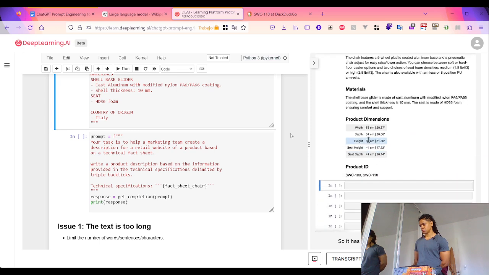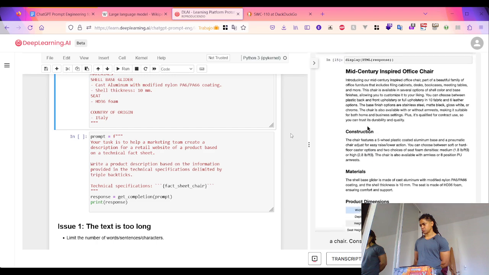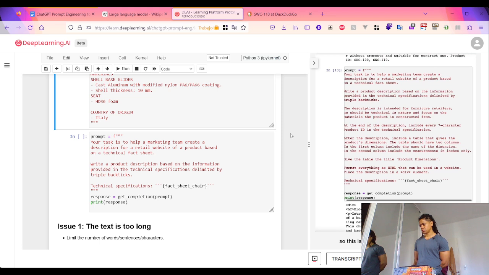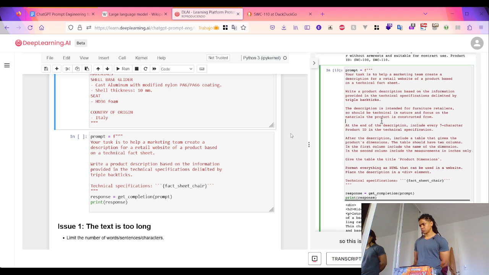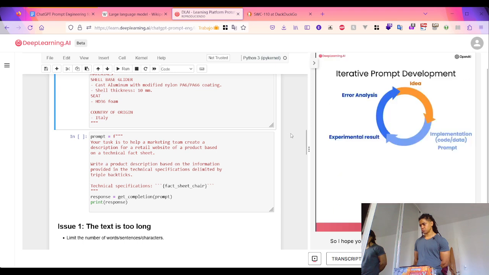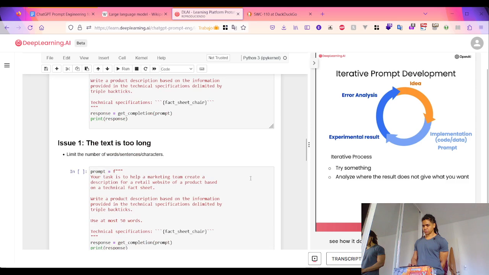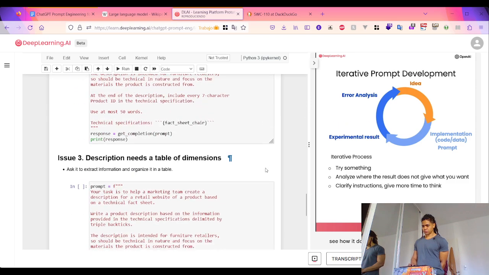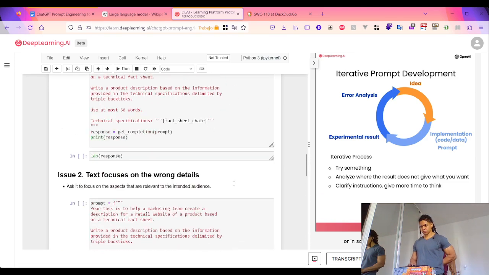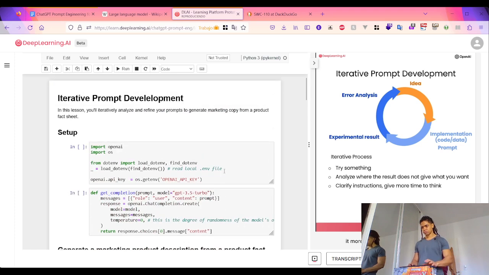construction, materials, product dimensions. Oh, it looks like I left out the use at most 50 words instruction. So this is a little bit long, but if you want that, feel free to pause the video, tell it to be more succinct and regenerate this and see what results you get. So I hope you take away from this video that prompt development is an iterative process. Try something, see how it does not yet fulfill exactly what you want, and then think about how to clarify your instructions, or in some cases, think about how to give it more space to think to get it closer to delivering the results that you want.